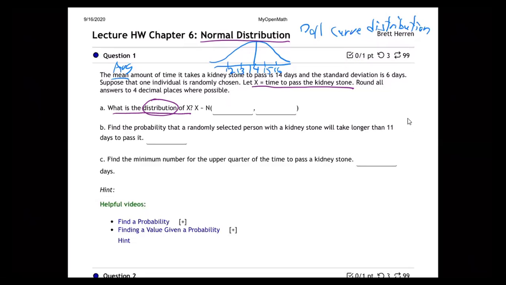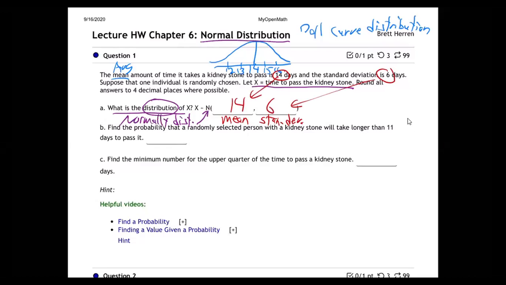Anyway, see this "in" they're putting there? That "in" stands for normally distributed. Let me write it over here: normally distributed. That's what that "in" stands for. It's telling us normal distribution. Now, what are these two things? What they want right here is they want us to put the mean, and on this blank, they want us to put the standard deviation. So what is the mean? 14 days. What is the standard deviation? 6 days.